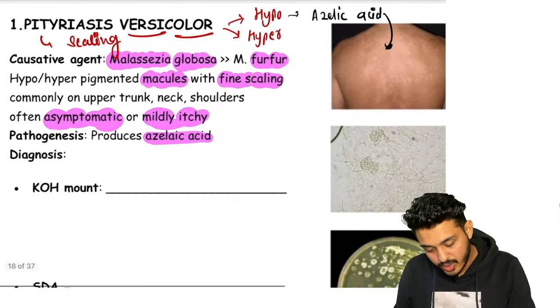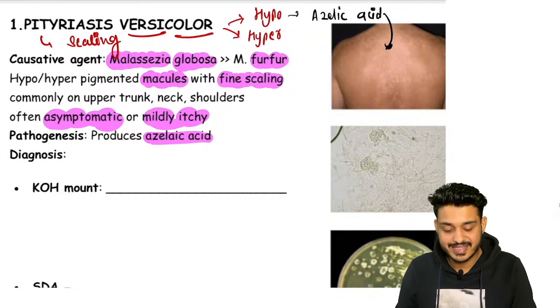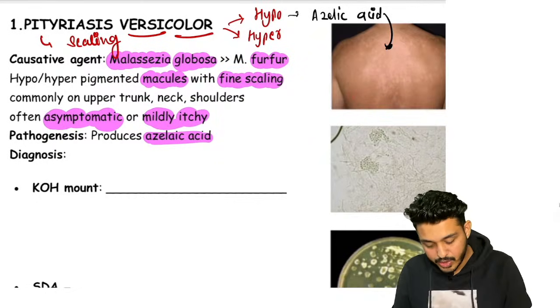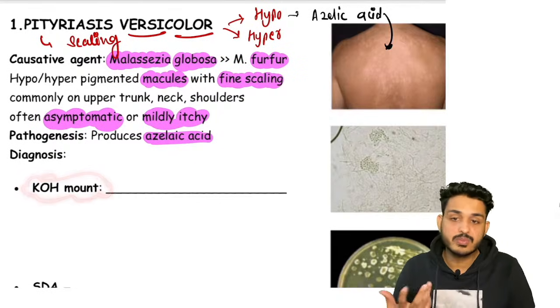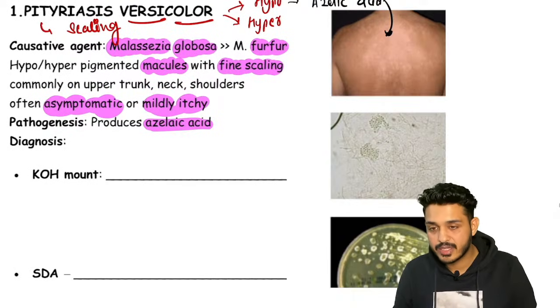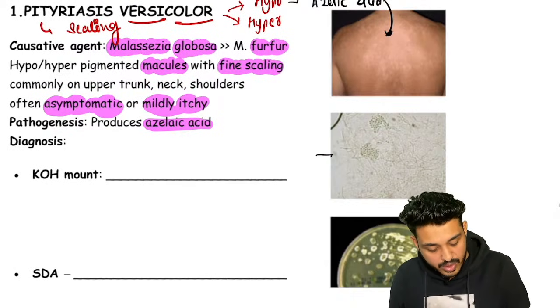How are you going to make the diagnosis? You are going to take a scraping from this lesion and put it under a KOH mount. Sir, why put it under a KOH mount? To remove the keratin, right? So this is going to be keratolytic, and under the KOH mount you are going to get this appearance.